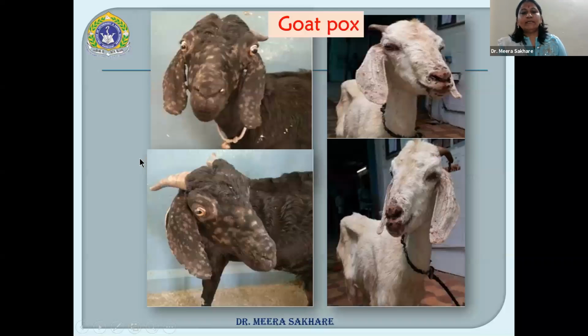Then next is goat pox. These goat pox cases are caused by the capripox virus, and this virus again causes less mortality, but the morbidity rate is very high. And once this virus invades the skin of the animal, initially there are small papular or pustular lesions, and the virus penetrates the whole thickness of the skin, and later on there is a scar formation.